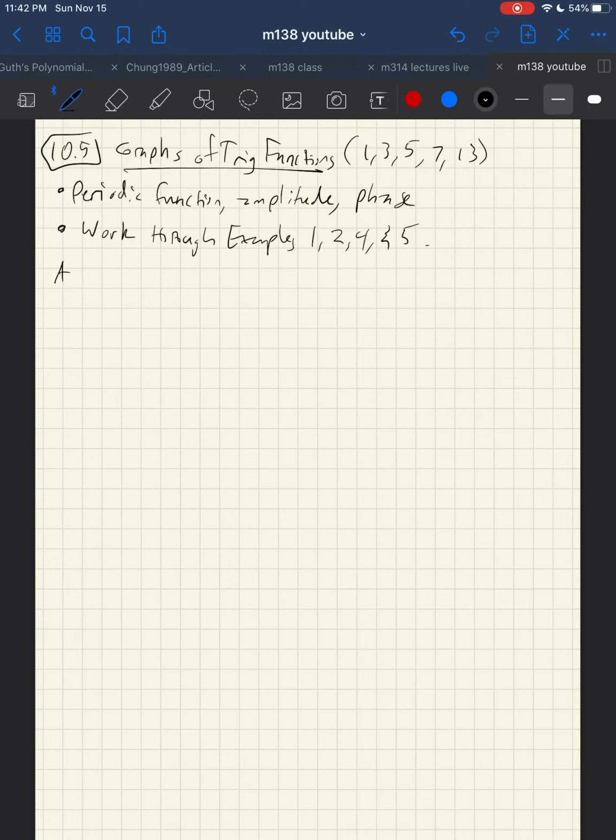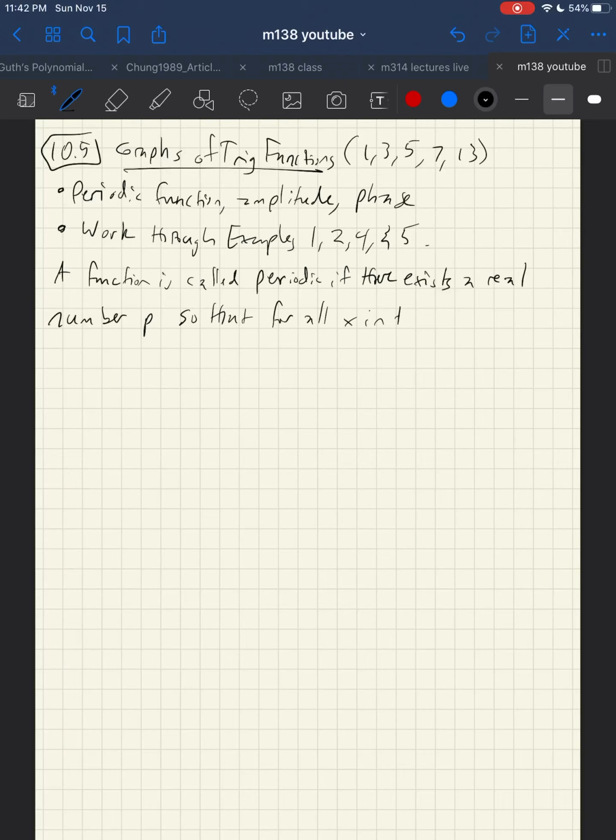Okay, so a function is called periodic if there exists a real number p, so that for all x in the domain, f of x plus p is equal to f of x. We call p the period of f.